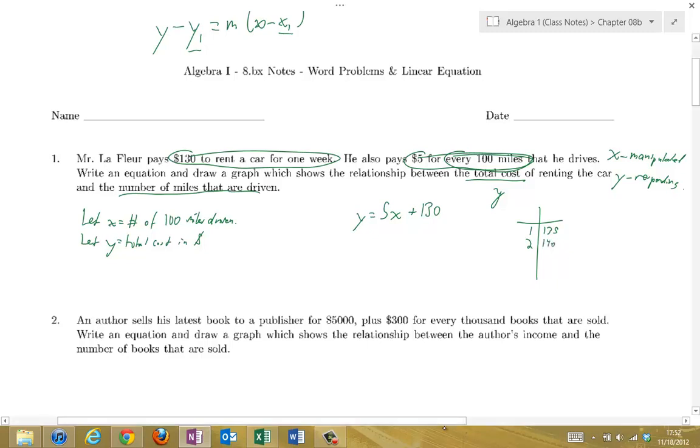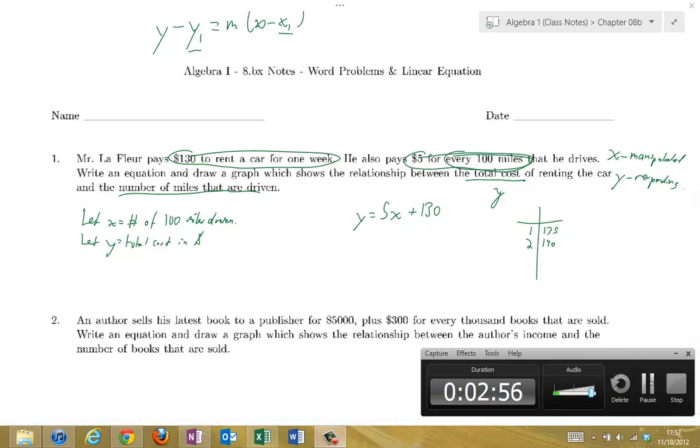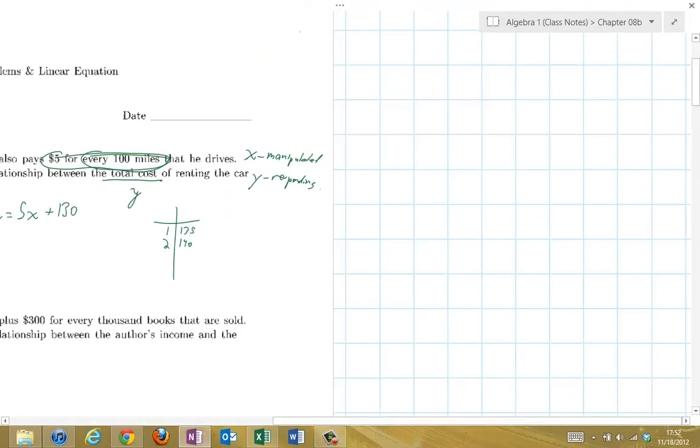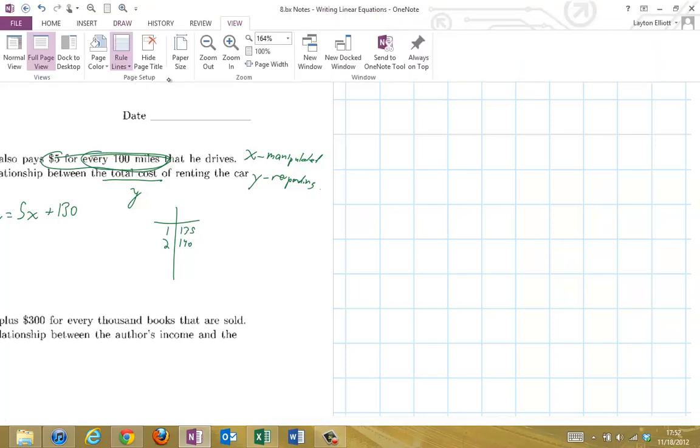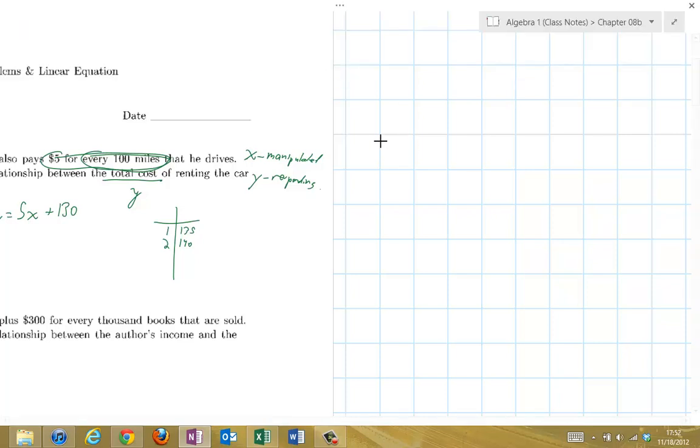Now it says draw a graph. For this particular kind of graph, we're only going to use a first quadrant graph. So what that means is we're going to just do something like this, kind of like a classic bar graph, because negative numbers don't make sense here. This x is going to be the number of 100 miles driven, and the y is going to be the total cost.